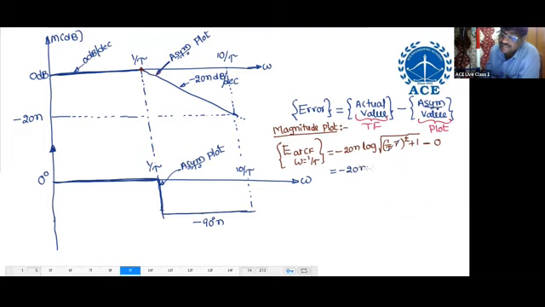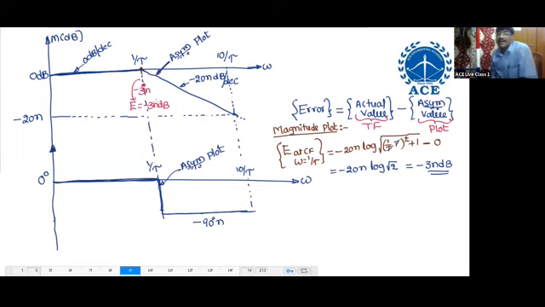Minus 20n log root 2. That equals how much? Minus 3n dB. That means at 1 by tau, we should have a magnitude of minus 3n dB. But at 1 by tau, the asymptotic magnitude we are having is 0, whereas actually it should be minus 3n. So the error is equal to minus 3n dB.